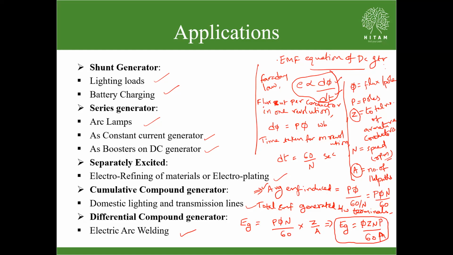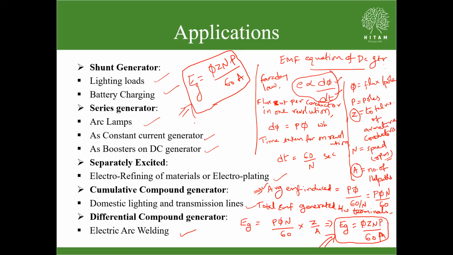How can we calculate the EMF of a DC generator? By using the formula ΦZNP by 60A, where Φ is the flux per pole, Z is the total number of conductors, N is the speed of armature in RPM, P is the number of poles, and capital A is the number of parallel paths. Up to this, you need to remember perfectly as per your syllabus.